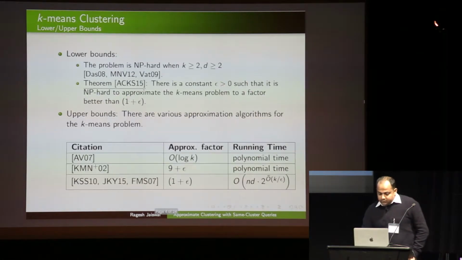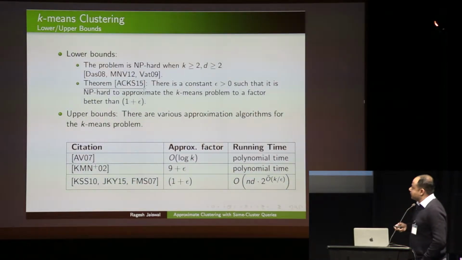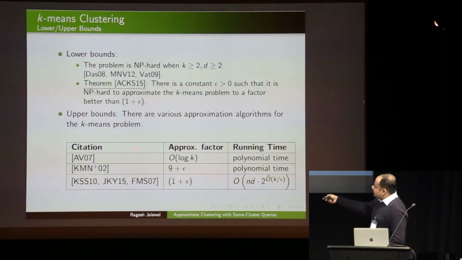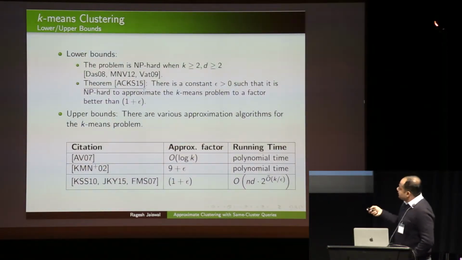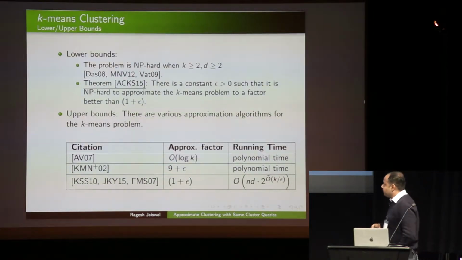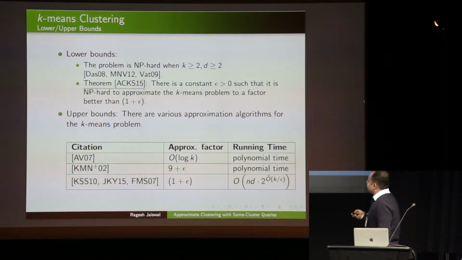On the upper bound side, we have various approximation algorithms known for this problem. This list is a very highly truncated list; it goes on and on. It's a huge list. Various kinds of approximation algorithms are known: a polynomial time O(log k) approximation, a polynomial time efficient constant factor approximation, and you also have 1 plus epsilon approximation algorithms, but they are exponential in one of the parameters.